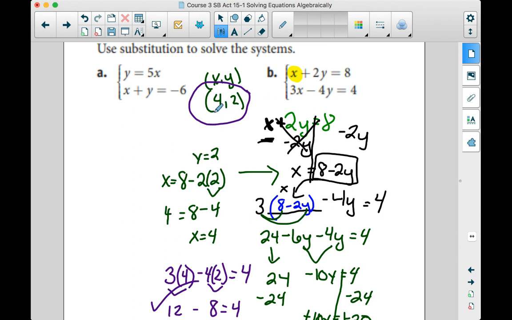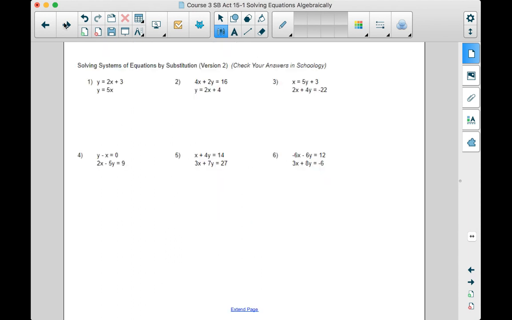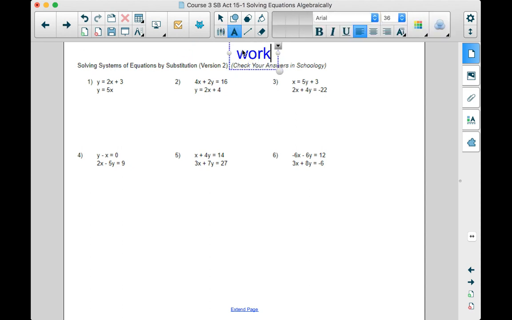Again, any questions that you have, I want you to write them off to the side and we'll talk about them. Okay, so now we're on the worksheet. This is your worksheet. It's actually the worksheet from yesterday. It's the bottom half. We are going to work on solving systems of equations by substitution.